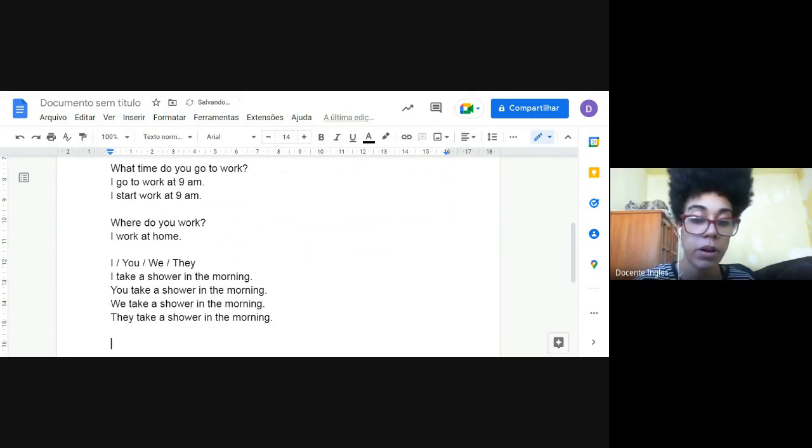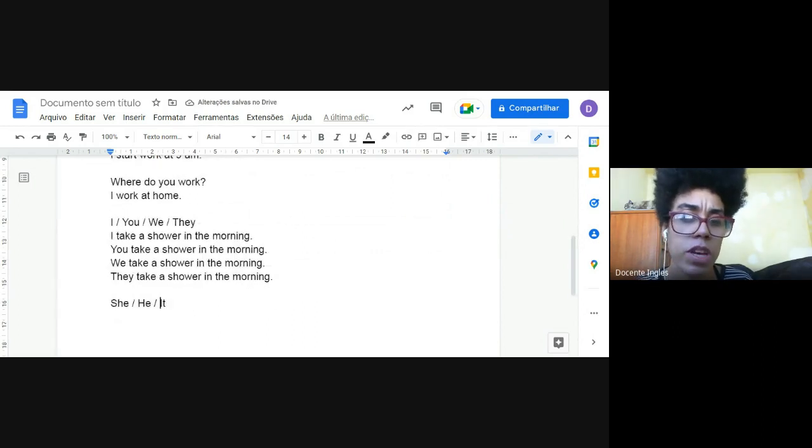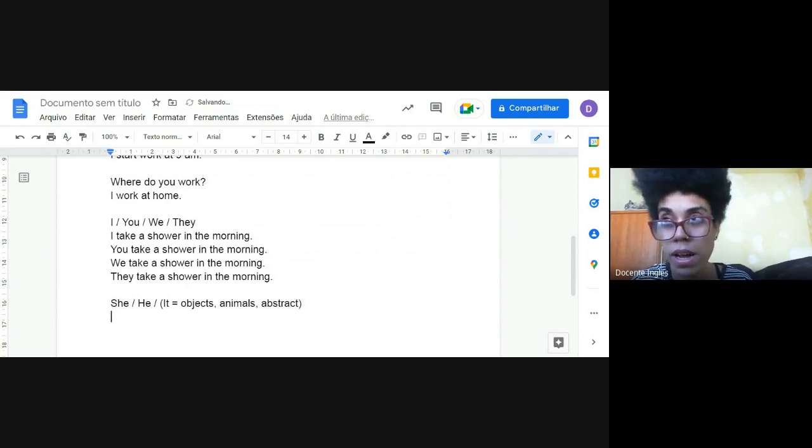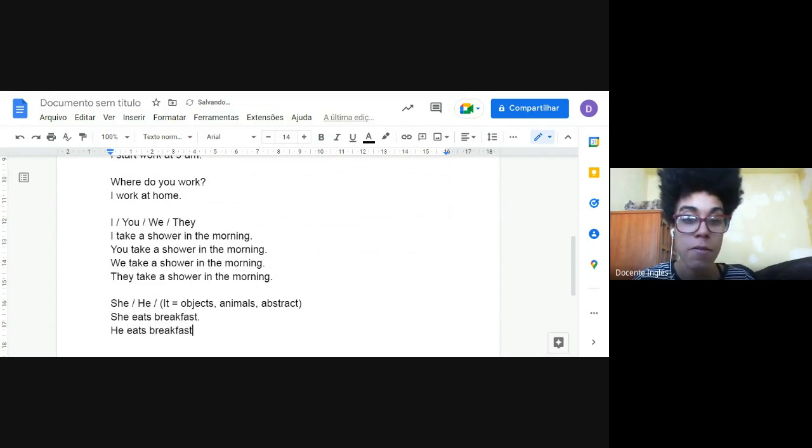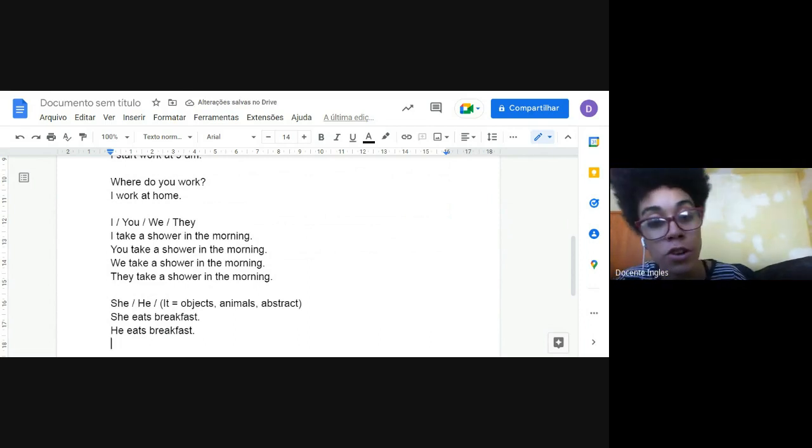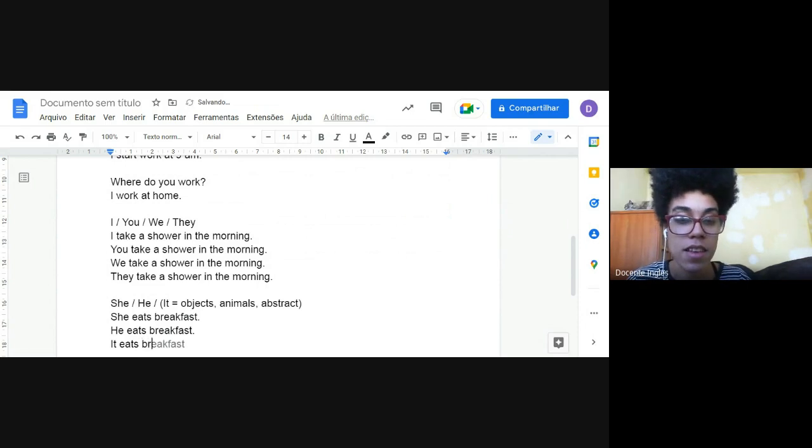So let's keep going. So when it comes to she, he, or it, remember, we use it for objects, animals, abstract things, all right? So in some cases, we are not going to use it. For example, it speaks Portuguese. It's a little strange because animals don't actually speak our language, right? So for example, she, let's use now, not take a shower. Let me see, eat breakfast. She eats breakfast. And what about he? He eats breakfast. And in this case, if you're talking about your dog or your cat, you can also say that it eats breakfast.